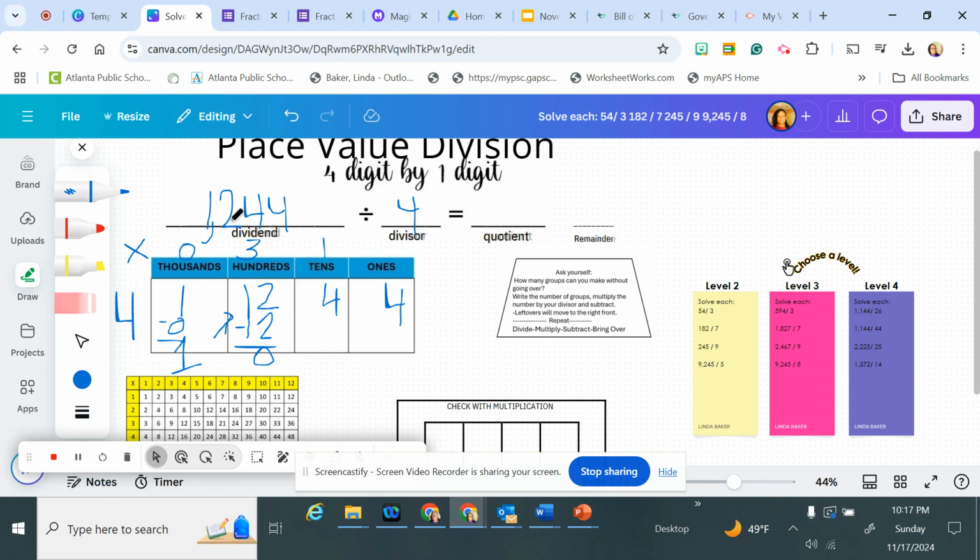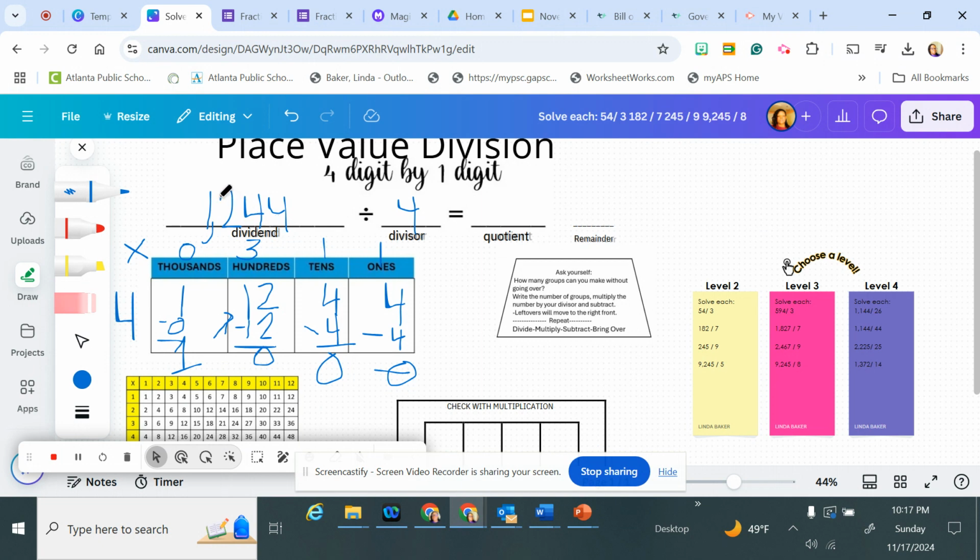What do I do with the 1? Multiply by 4. 1 times 4 is 4. So I'm going to subtract. And I get 0. I don't need to bring the 0 over. I repeat. How many 4s can I get out of 4? The answer is 1. 4 times 1 is what? 4. Do I have a remainder? No. Do I have to put anything in the remainder spot? I do not. But this right here is my answer.